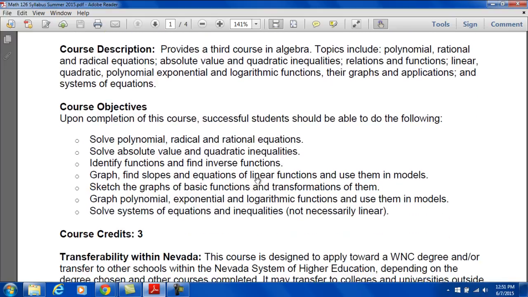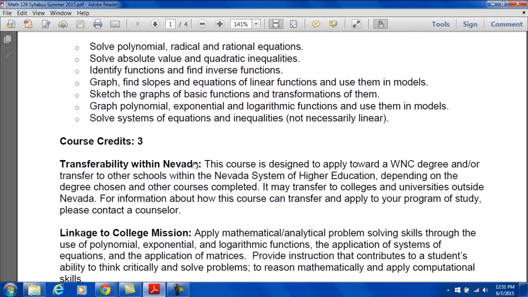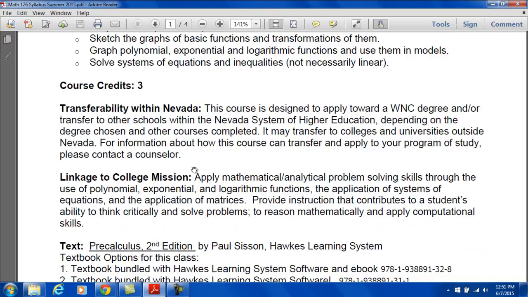Upon completion of this course, successful students should be able to do the following: solve polynomial, radical, and rational equations, solve absolute value and quadratic inequalities, identify functions and find inverse functions, graph, find slopes and equations of linear functions and use them in models. You should already know how to do that one though. Sketch the graphs of basic functions and transformations of them. You might know how to do that one already too. Graph polynomial, exponential, and logarithmic equations. That's the fun ones, logarithmic functions, and use them in models and solve systems of equations and inequalities, not necessarily linear.